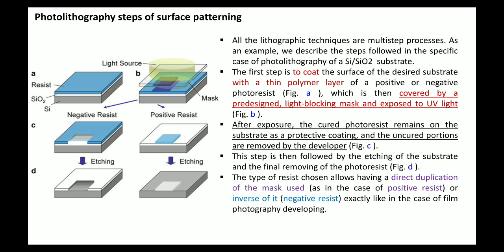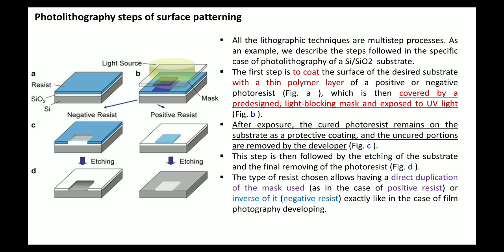Now as I said, you have to choose the mask depending upon whether you are using a positive photoresist or negative photoresist. What happens in negative photoresist? The area on which the light is incident gets dissolved. In the positive photoresist, the area on which the light is incident will not be dissolved.